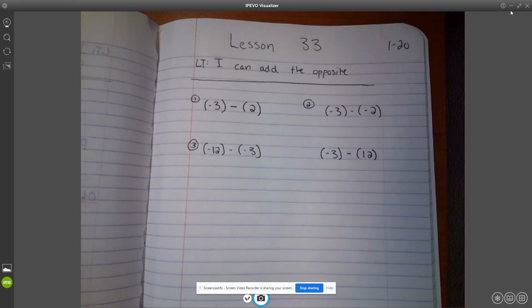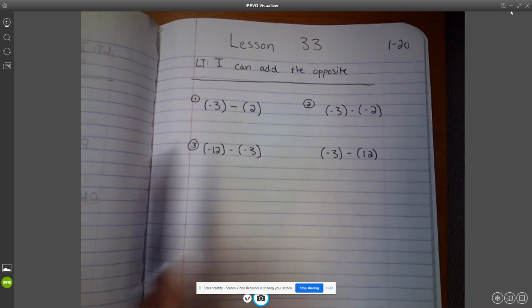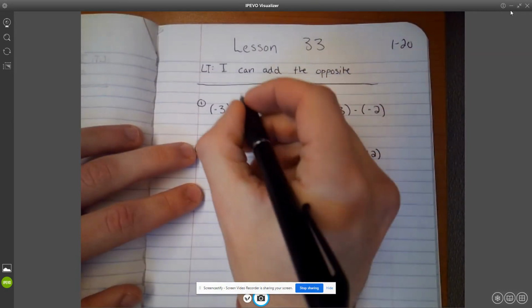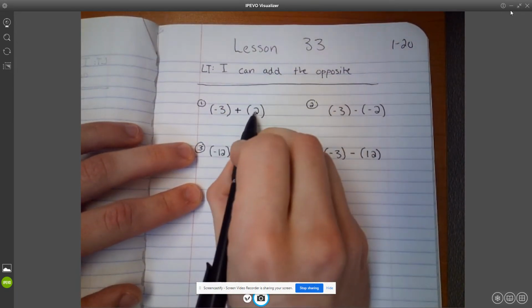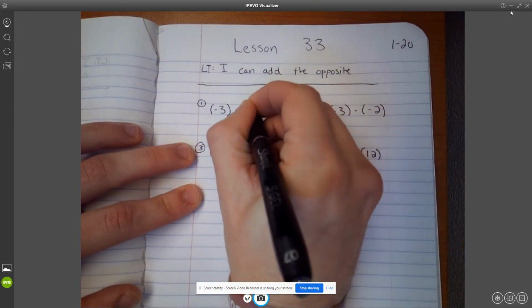Subtraction is super lame. Anytime we can get rid of it and use addition, that's what we're going to do. Since they are opposites of one another, it's really easy to add the opposite, kind of get that in the back of your head. So here we have -3 minus 2. It's a positive 2. So we are going to add the opposite. The opposite of 2 is going to be -2.